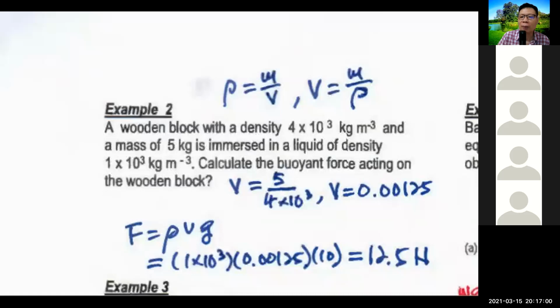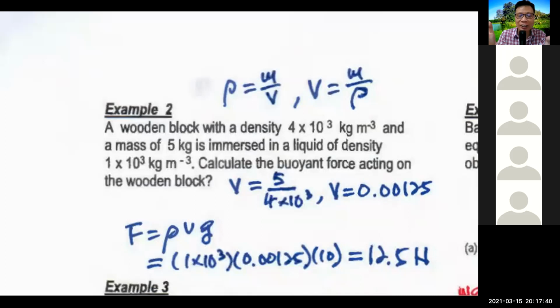Anyone can explain, actually very straightforward, why we can use the volume of the wooden block? Tan Choming, why can we use the wooden block's volume here? Choming? Maybe because the weight of the wooden block is equal to the buoyant force. Oh, like that, not really. Hashini, how do you think? Why can I use the volume of the wooden block here? Hashini?